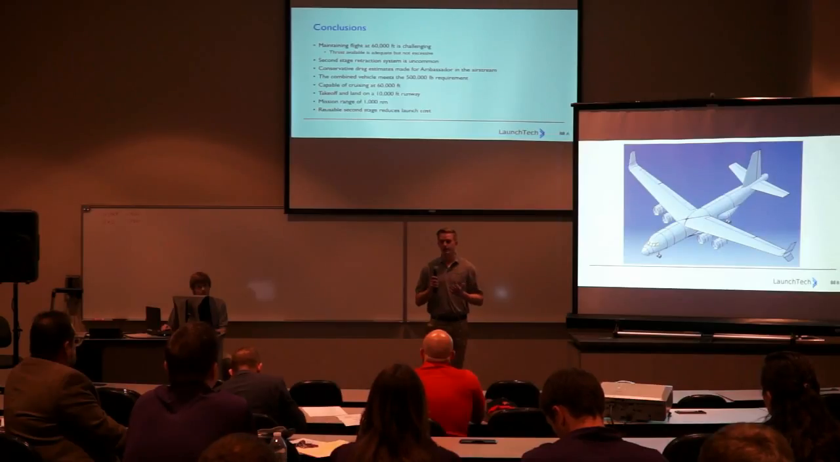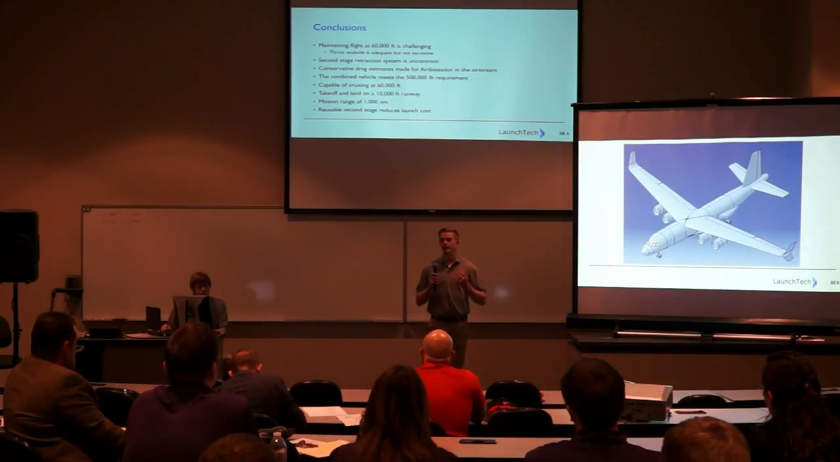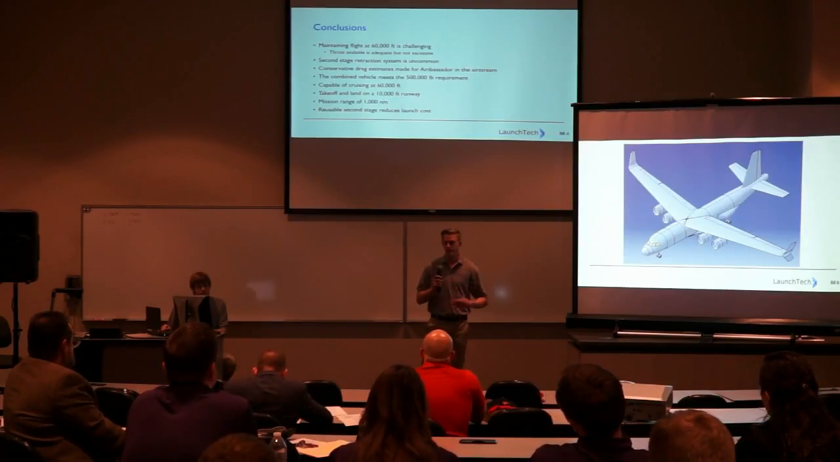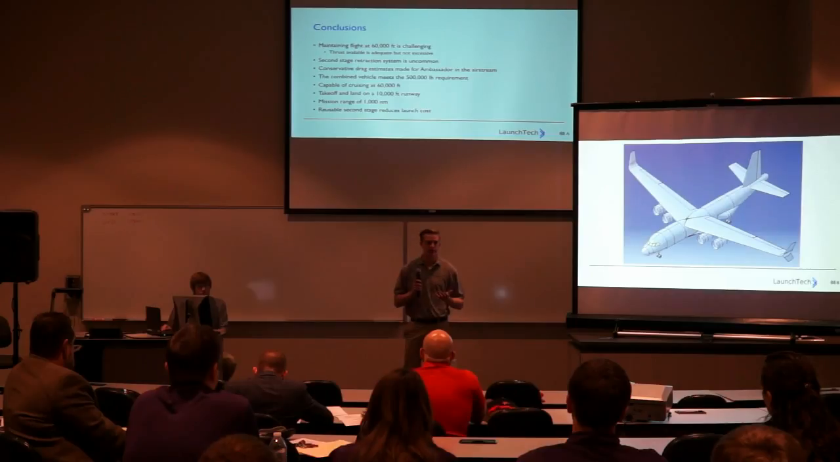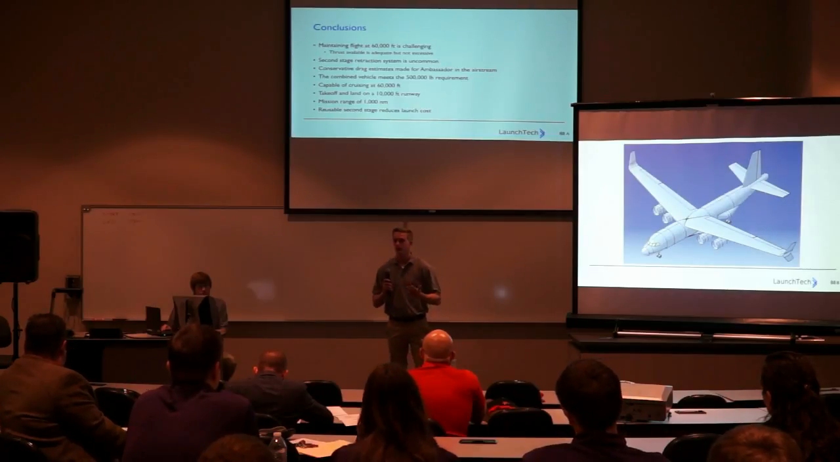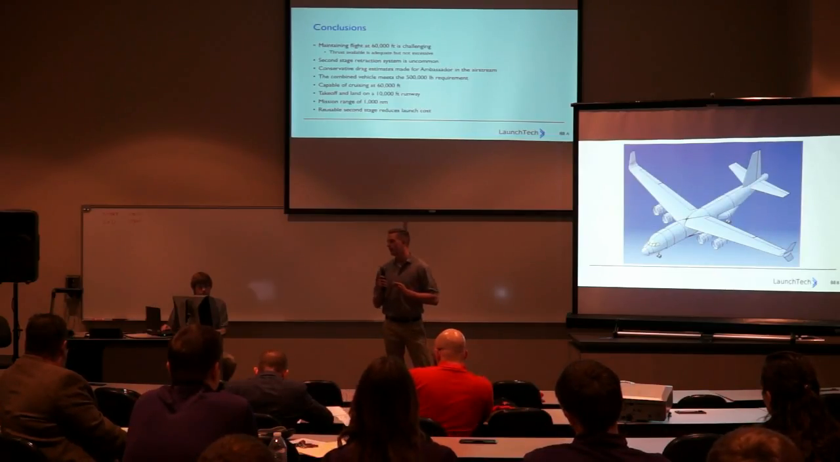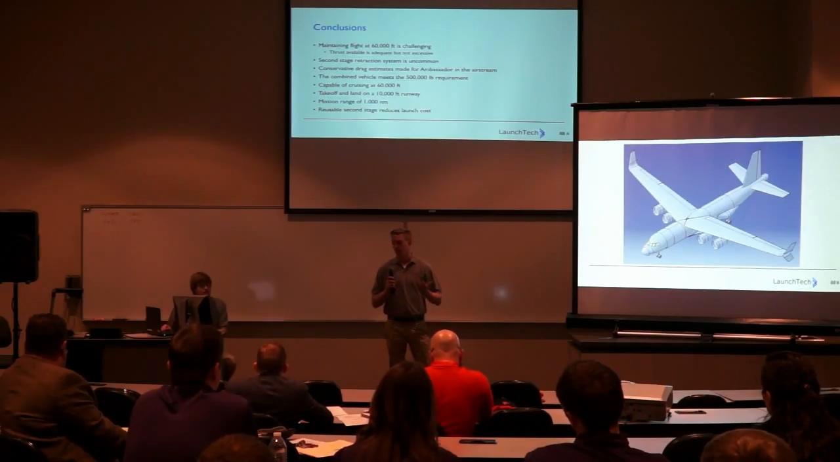So the combined weight of the PT-1 does meet the requirement of 500,000 pounds at takeoff between the PT-1 and the Ambassador, at a total weight of approximately 362,000 pounds. We've shown that we're capable of cruising at the 60,000 foot altitude. We're capable of trimming at that altitude. We can take off and land on a 10,000 foot runway as required.